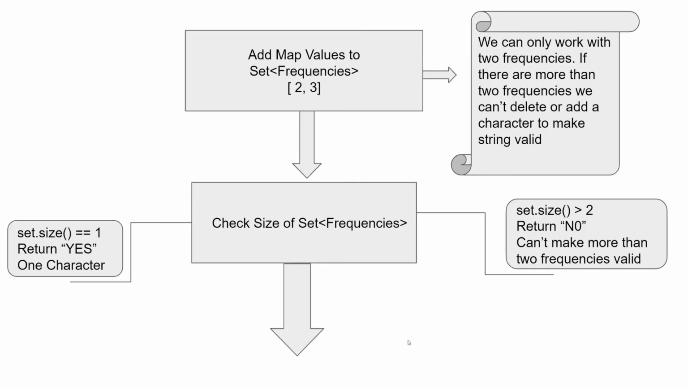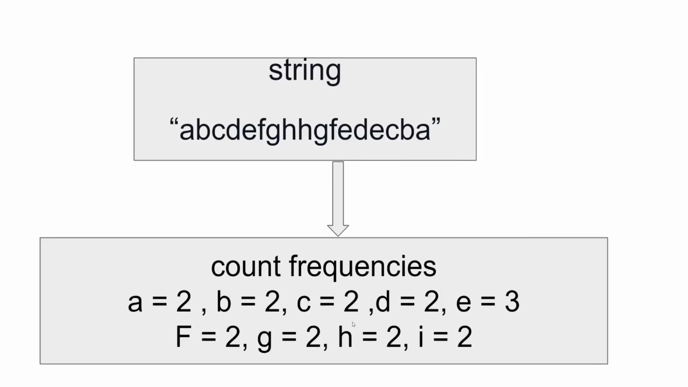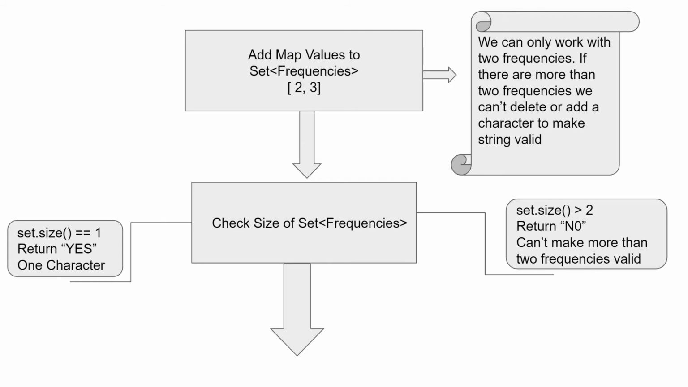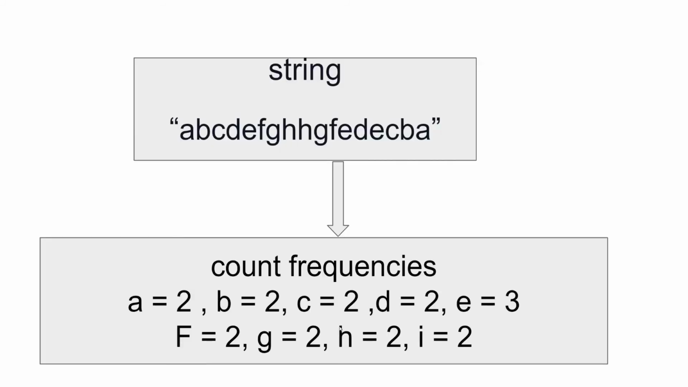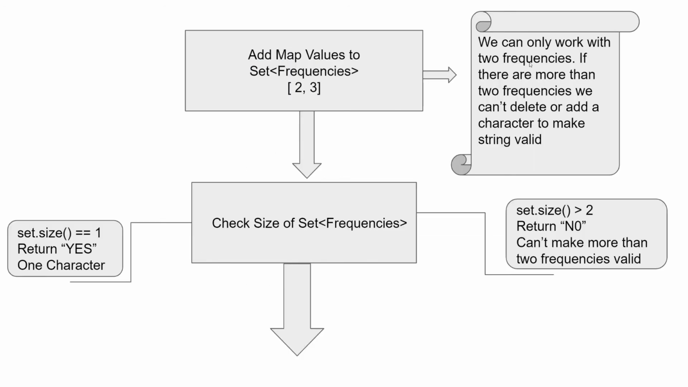All right, so what we're going to do is take our frequency values and add them into a set here, and we're going to get the values 2 and 3 because the occurring values here are only 2 and 3. All right. Now, like I said again, we can only work with 2 frequencies, and if there are more than 2 frequencies, we cannot delete or add characters to make this string valid.